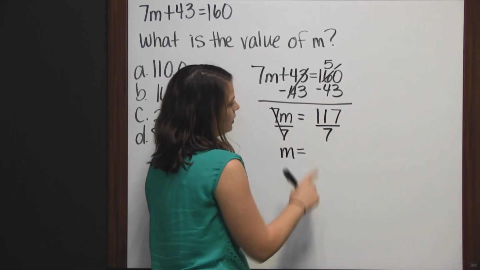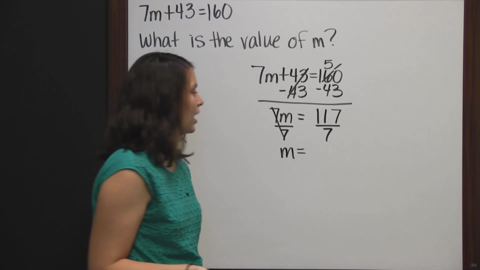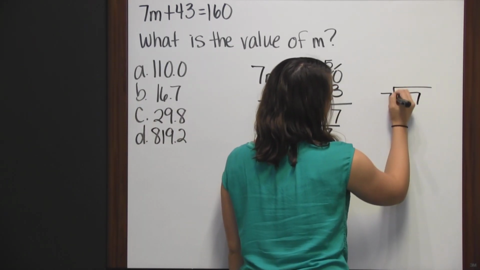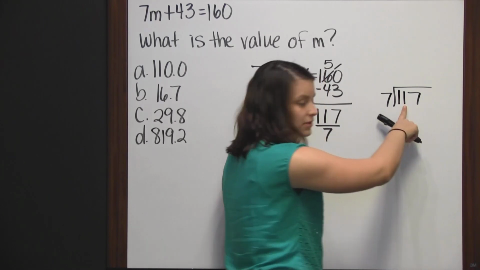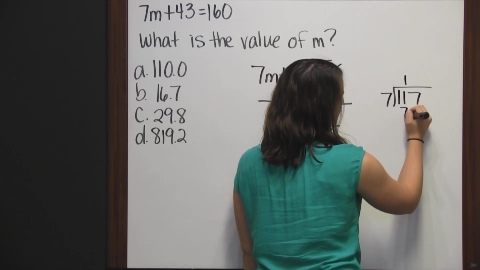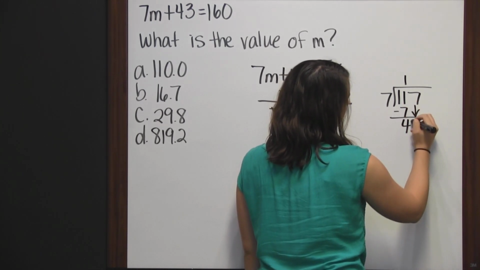117 divided by 7. I'm not sure what that is, so I'm going to divide off to the side. 7 goes into 11 one time. 7 times 1 is 7. When you subtract, you get 4. And then we bring down the 7.